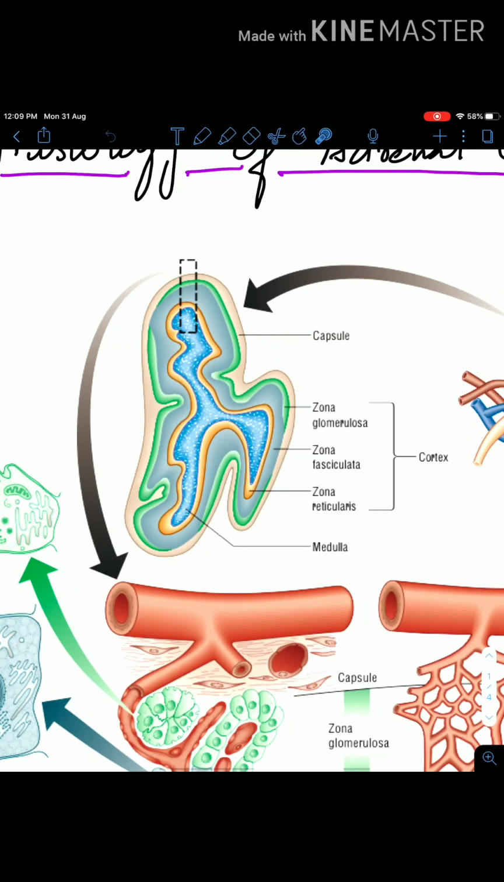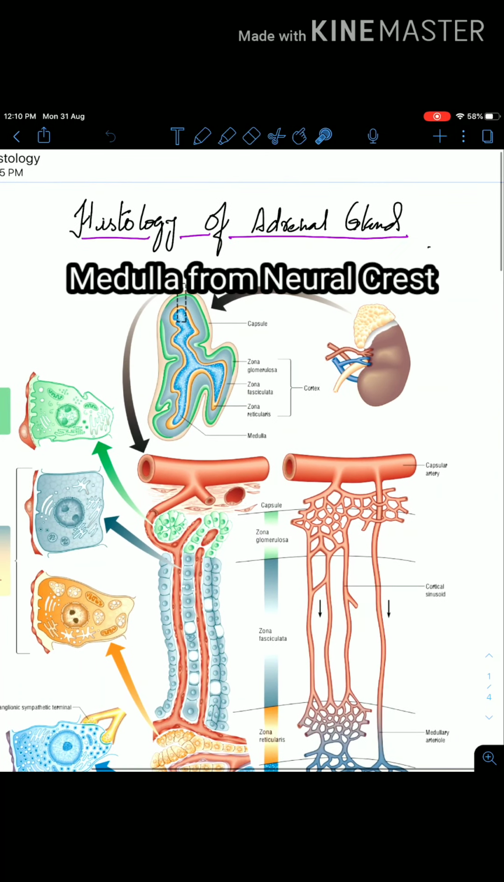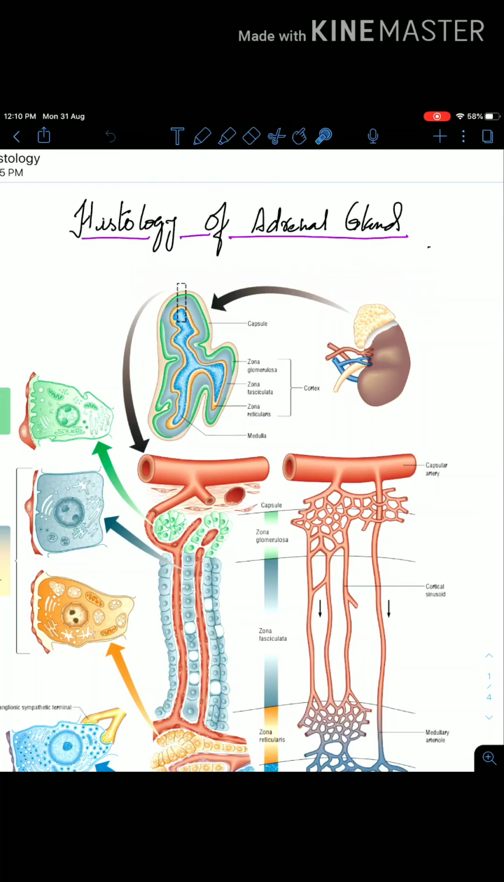blood vessels and nerves. Now if we look at the cross section of the gland, we can see that the gland has two distinct regions: the outer cortical area, which is about 90% of the weight of the gland, and the inner medullary area, which is about 10% of the total weight of the gland. Both these regions are also different in their embryological origins. The cortical area is derived from the mesodermal mesenchyme and the medullary area is derived from the neural crest cells.